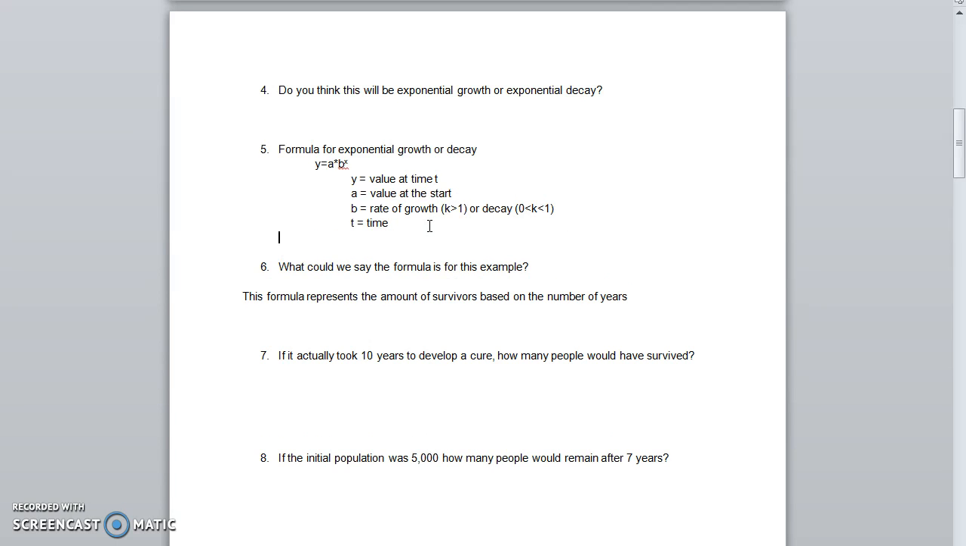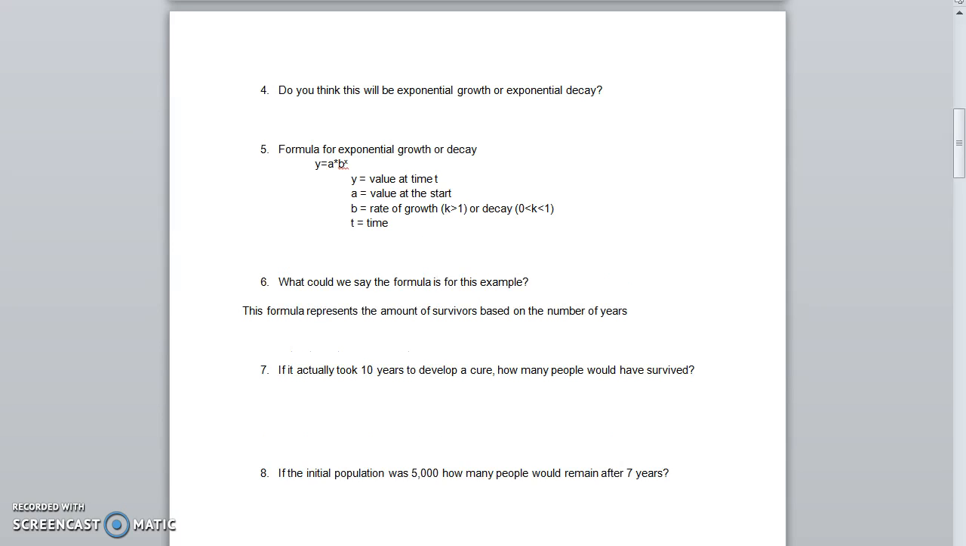I'm going to backtrack a little bit. So for number 5, our formula is going to be y is equal to... again, a is our starting point. How many people do we have? In this case, we have 100 people. That's what we're starting out with. That is my starting value. If we're starting out with more people, then obviously that will change.